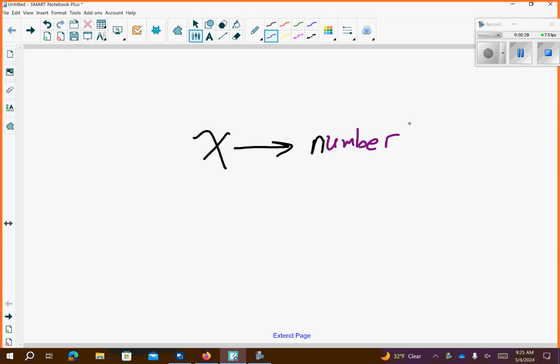If it has a sign like this, limit as x approaches some number, and that number has this sign, it comes this way to get to that limit. If it's this, it goes this way to get to that number. So it comes from the negative or it comes from the positive. If you don't have that, it means it comes from both sides.